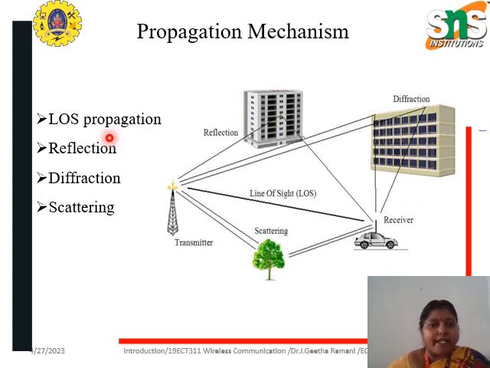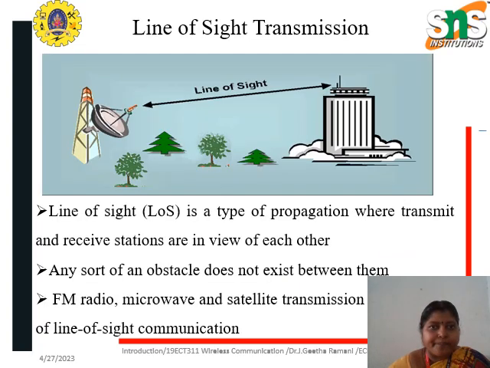So there are three basic propagation mechanisms involved in transmission of electromagnetic waves. Those are listed as reflection, diffraction and scattering. So we will see them one by one. So look at this image. This is the direct line of sight between the transmitter and the receiver. There is no obstruction. That's why it is called line of sight. And reflection, diffraction and scattering are the different phenomena we will discuss in the later slides.